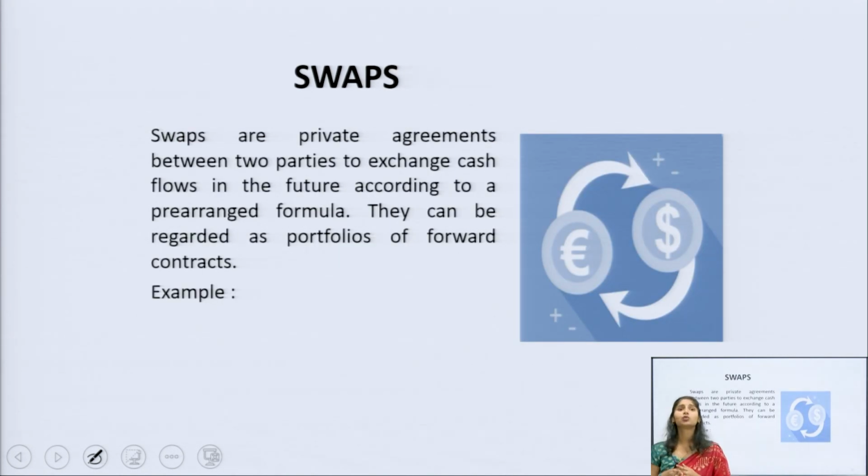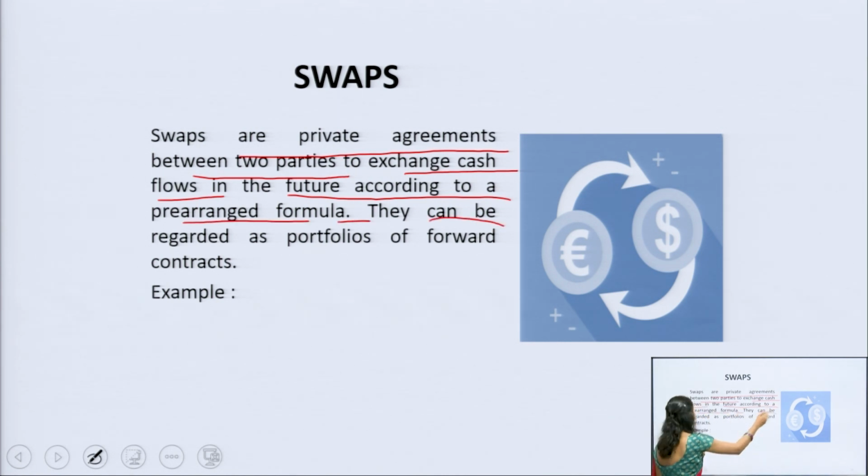The next type of derivative is the swap. Swaps are private agreements between two parties to exchange cash flows in the future according to a pre-arranged formula. They can be regarded as a portfolio of forward contracts. So swaps, as I just said, help you with exchange, and you can focus on currency exchange or interest rate exchange.